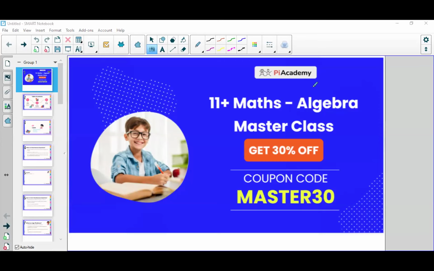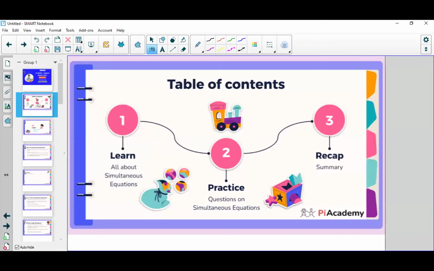Our session is divided into three parts. Number one is learning, second is practice, and the third one is the recap. In the learning part, we will learn all about simultaneous equations: what they are, how to solve them, and which types of questions are going to be asked in the exam, like age problems and coin problems related to ages and money.